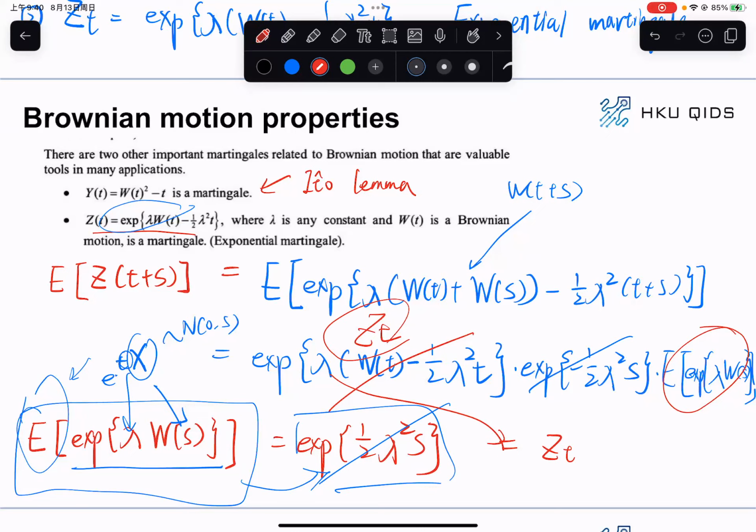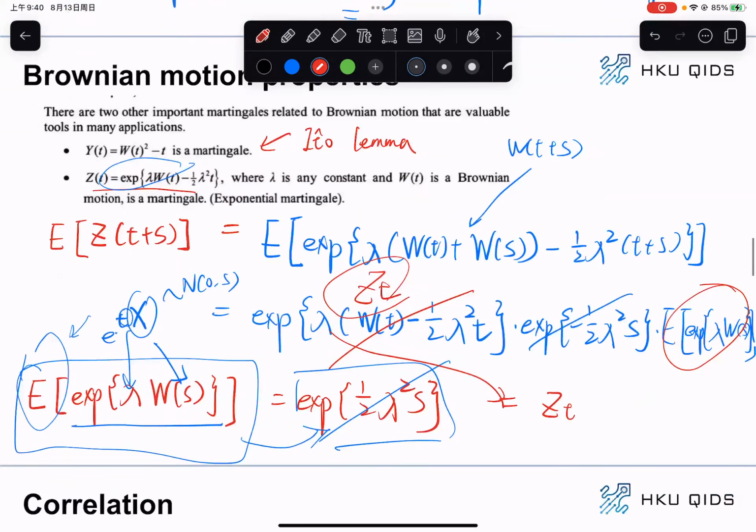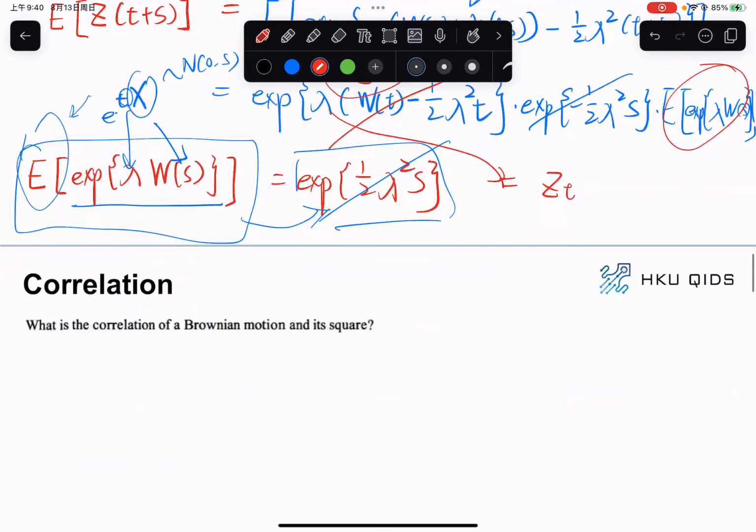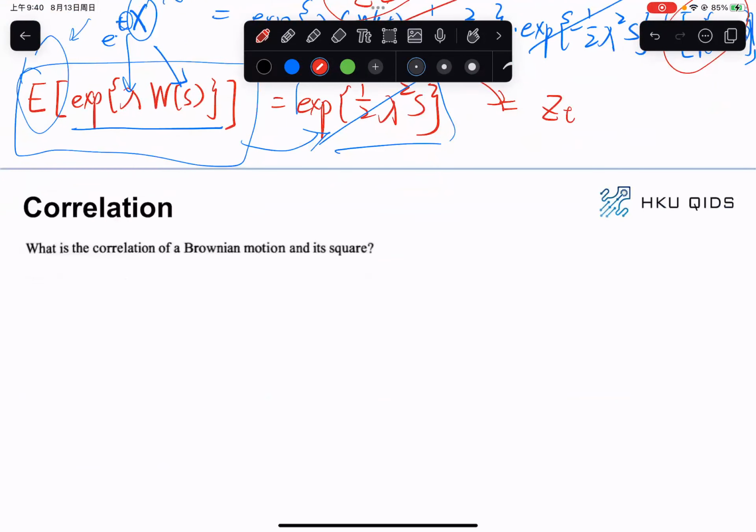I think it is a quite nice proof by applying the format and the shape of the moment generating function, which is quite good. I hope you remember that. And now let's go to the next property. What is the correlation of a Brownian motion and its square? Well, the solution to this problem is actually surprisingly simple.